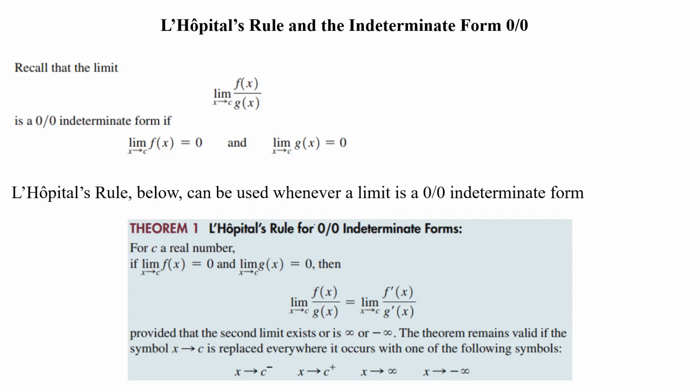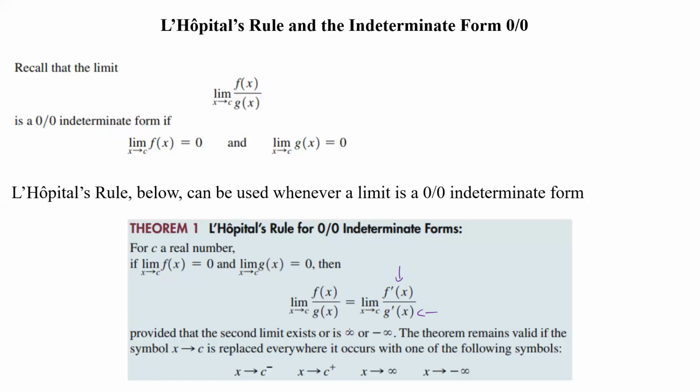And so L'Hopital's rule says, for c a real number, as x approaches c, if the limits of f of x and g of x are both 0, then what we're going to do to be able to hopefully find it is instead take the derivative of f of x and the derivative of g of x and then find the limit of that. Now, this provides that the limit exists at this point, or is going to be either infinity or negative infinity. So that's kind of a key.